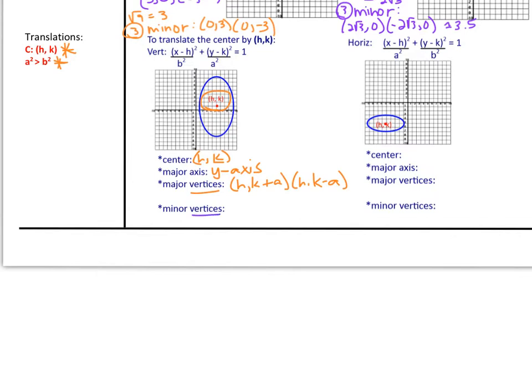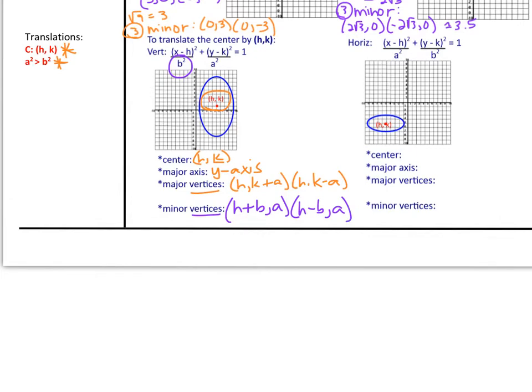To get those minor vertices, since the smaller number's under the x, now we're going to take the square root of b squared and go right and left. So from the center, we'll go h plus b, and then h minus b.